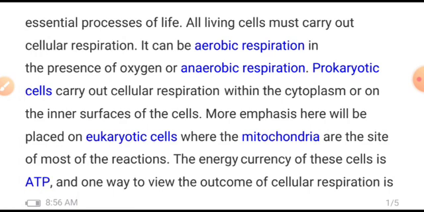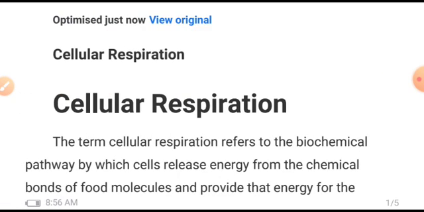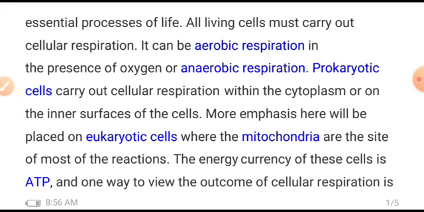It requires food molecules in order to carry out respiration in the cell. It can be aerobic respiration, in the presence of oxygen, or anaerobic respiration, in the absence of oxygen. Prokaryotic cells carry out cellular respiration within the cytoplasm or on the inner surface of the cell.